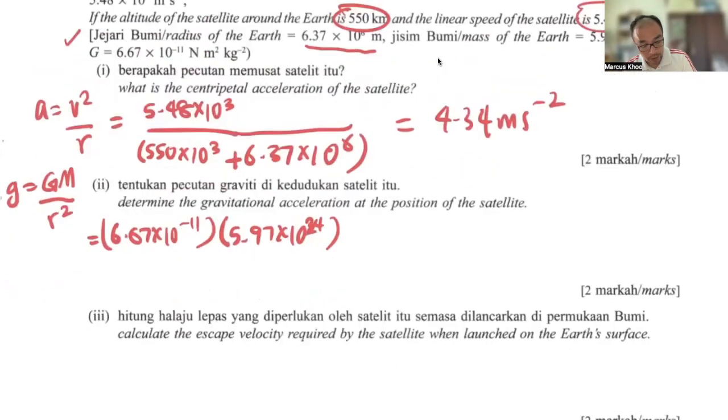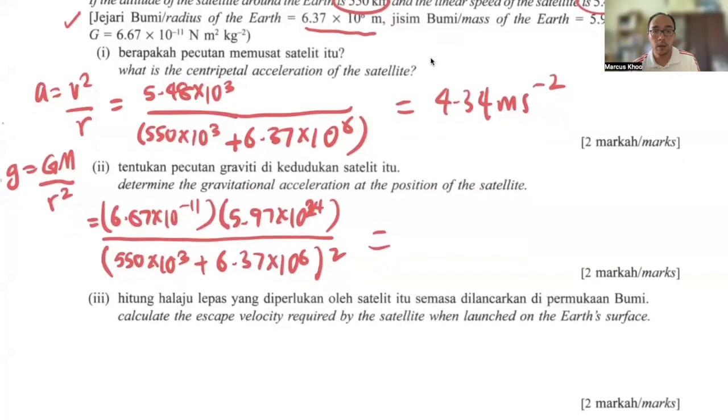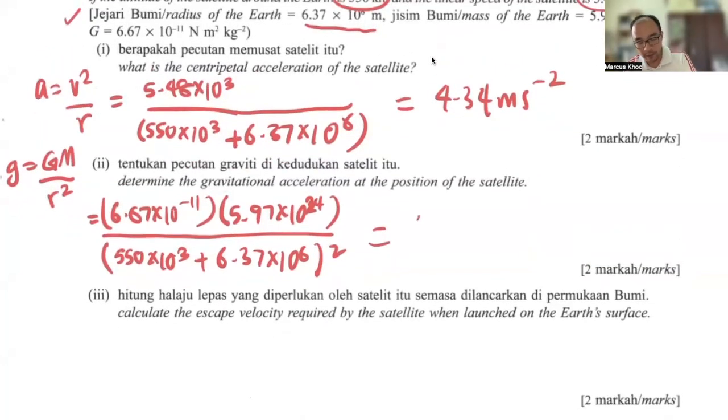Over, and once again, be careful. This is 550 times 10 to the power 3 plus 6.37 times 10 to the power 6, the whole thing squared. So there's an additional square over here. Please make sure that you know how to use a calculator to calculate this and that you don't make any mistakes in the calculating. So you get the answer of about 8.315 meters per second squared.